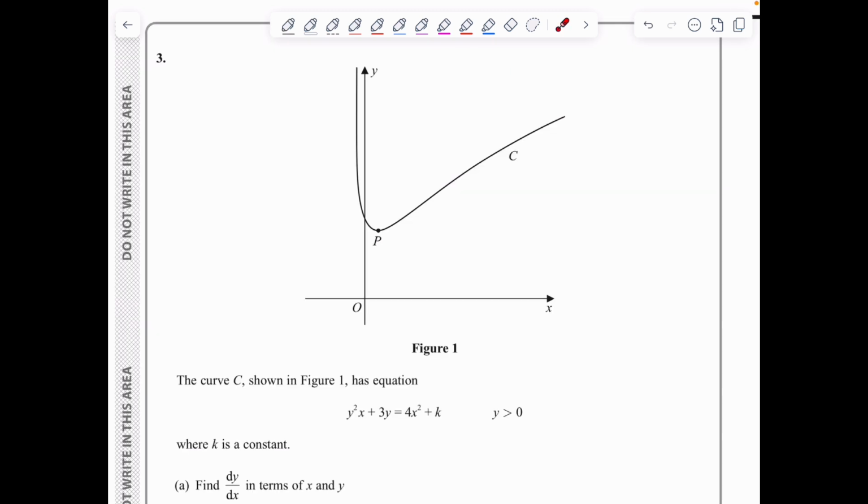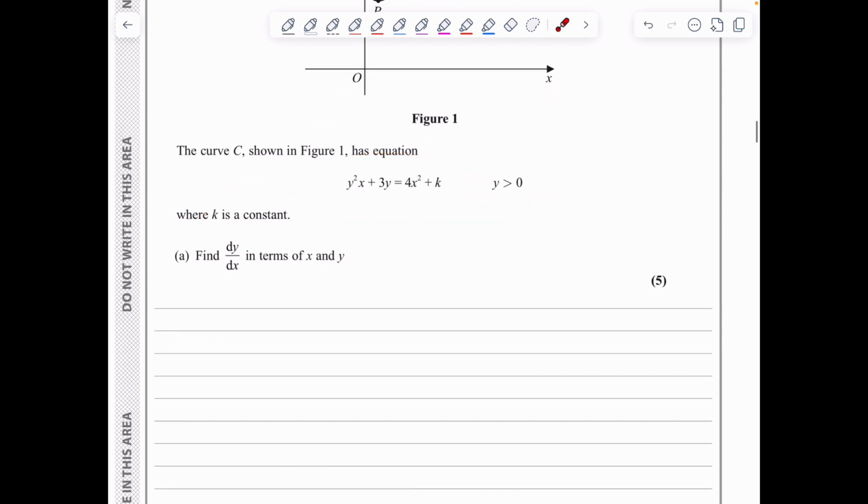In question 3, we've got the curve C with this equation here. k is a constant, y is greater than 0, and we need to find dy/dx in terms of x and y. We will be using implicit differentiation here, which means we differentiate from left to right, applying all the rules as usual. If we happen to differentiate something involving y, we put the dy/dx term.